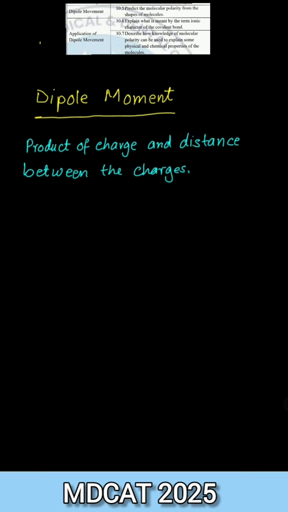Dipole moment: the product of charge and the distance between the charges. This is known as dipole moment. Mathematically, mu equals q multiplied by r. Mu is the denotation for dipole moment, q is the charge, and r is the distance between the charges.